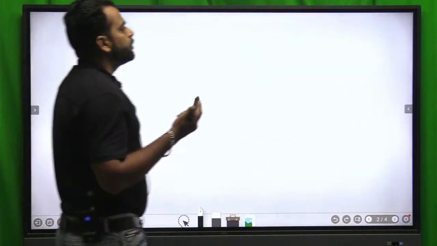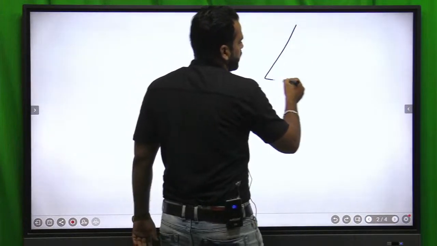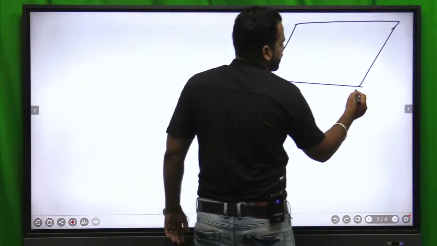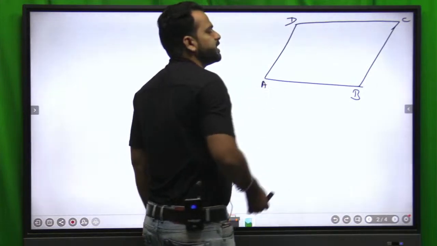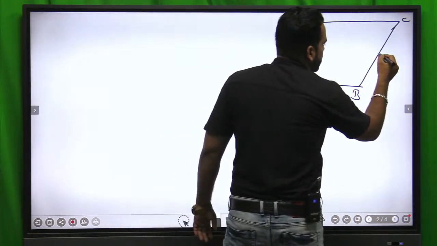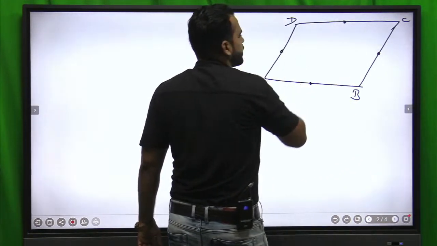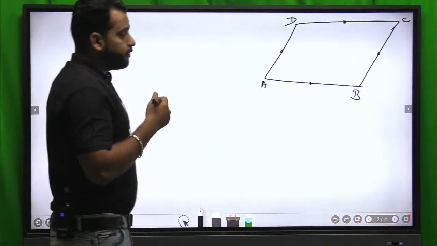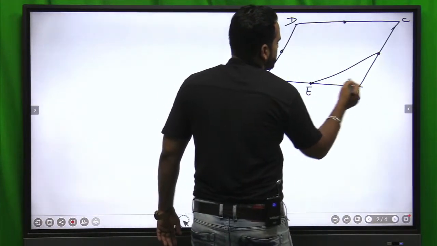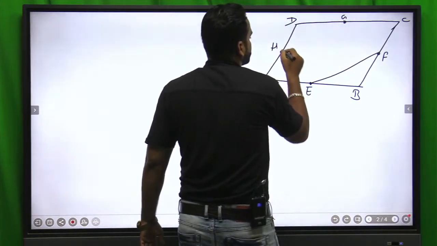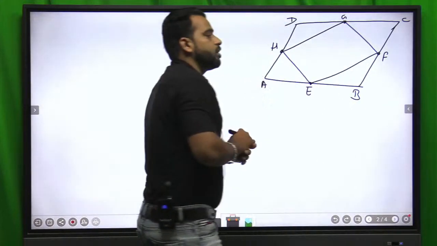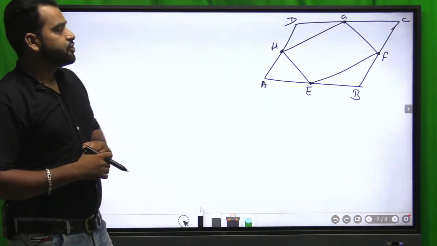Now we study this point also: if this figure, we can give the names A, B, C, D, is a quadrilateral or parallelogram or anything, and we join the midpoints of AB, BC, CD and AD, and name these midpoints E, F, G and H, then the figure which is obtained is also a parallelogram. That means EFGH is a parallelogram.